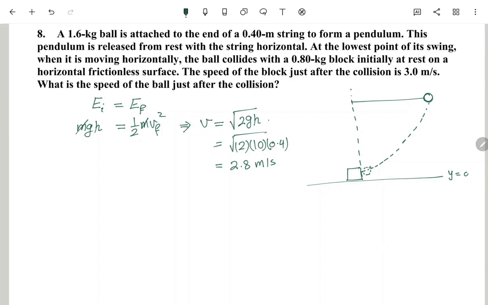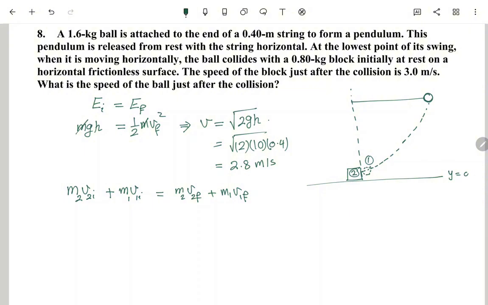Now we would like to calculate the speed of the ball just after the collision in this situation. Let's do this. Momentum in this case is conserved, and let's name them here. M for the block, let's name it 2, and this one: m2 v2 initial plus m1 v1 initial equals m2 v2 final plus m1 v1 final. Remember, 1 is the ball, 2 is the block.